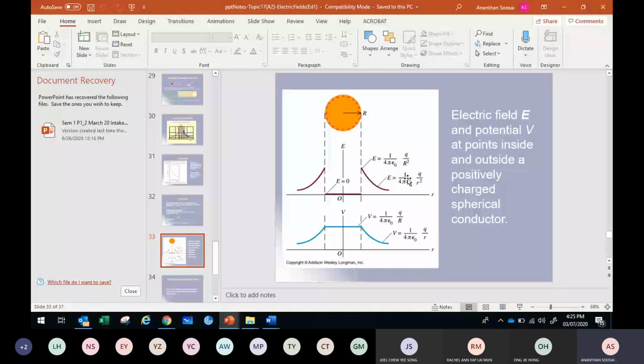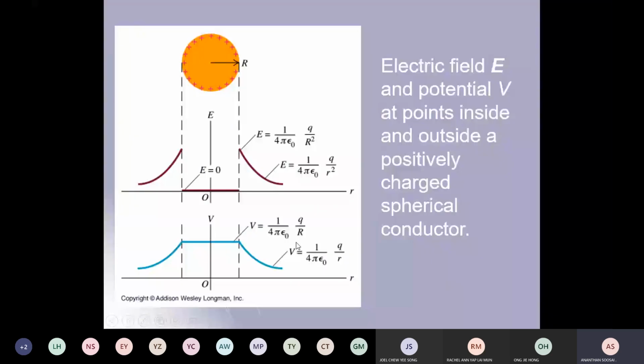Look at this graph. This is the graph I'm mentioning. So for a positive sphere, the field at the surface will be maximum and reduces, but inside the electric field strength is zero. The potential inside is constant and then reduces. Electric field E and potential V at points inside and outside a positively charged spherical conductor look like this. Normally they'll ask you to draw the first half.